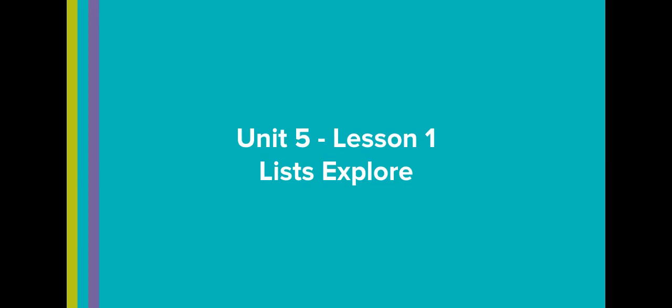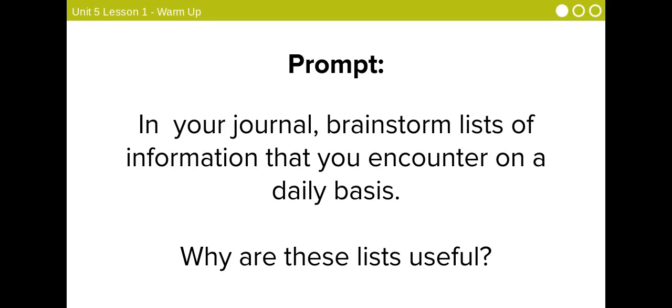If you're following in code.org, we are working in Unit 5, Lesson 1. In your journal, brainstorm a list of information that you encounter on a daily basis. This could be things like a list of chores, items to get at the grocery store, or things you might want to pack to go on vacation. All of these things have the same thing in common. They're items of information that have a category.